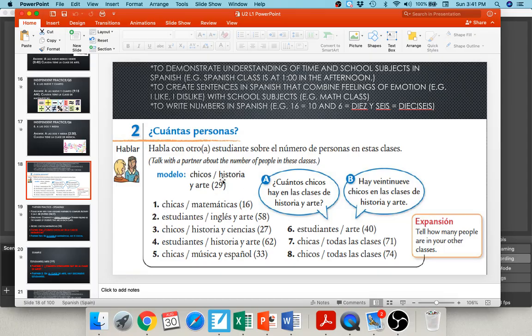It's going to give you a class or classes, historia y arte, and it's going to give you a number to tell you how many of those students there are. So in the model, for example, we have chicos, boys, historia y arte, history and art, and 29. So we're trying to make a complete sentence that says there are 29 boys in the classes of history and art. So we've used this word H-A-Y, which is not hey, okay?